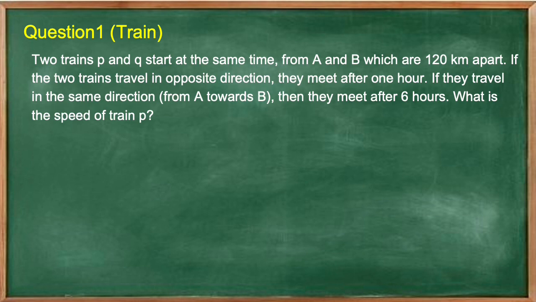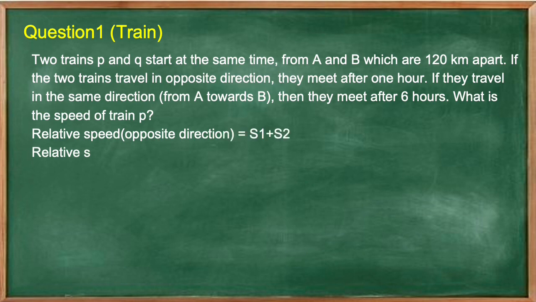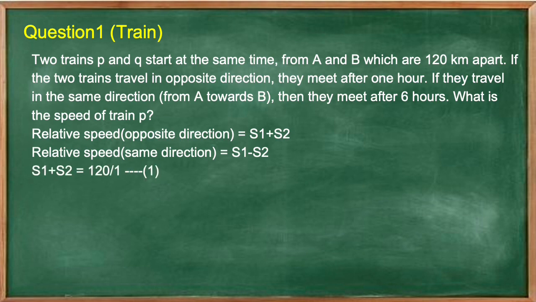Let the speed of the train P be S1 and the speed of the train Q be S2. So, relative speed in opposite direction is equal to S1 plus S2 and relative speed in same direction is equal to S1 minus S2. Speed is equal to distance upon time. So, S1 plus S2 is equal to 120 divided by 1. This is our equation number 1. And S1 minus S2 is equal to 120 divided by 6. This is our equation number 2.